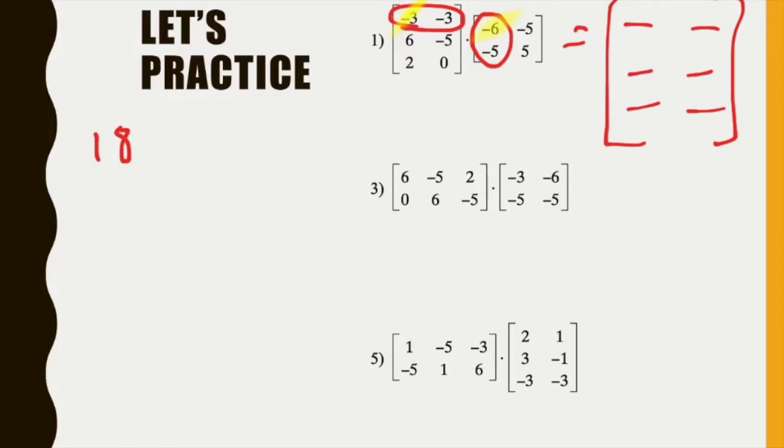And then I'm going to do the negative 3 and the negative 5. So that makes positive 15. Adding those together, I get 33. So it's 33 right here.